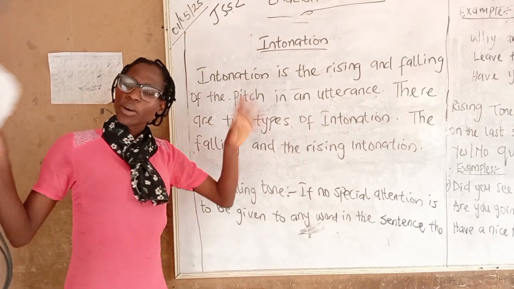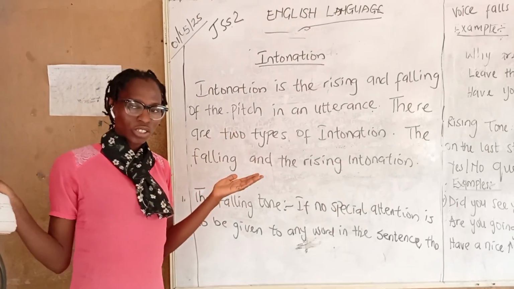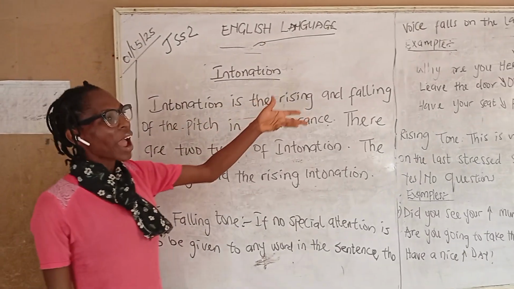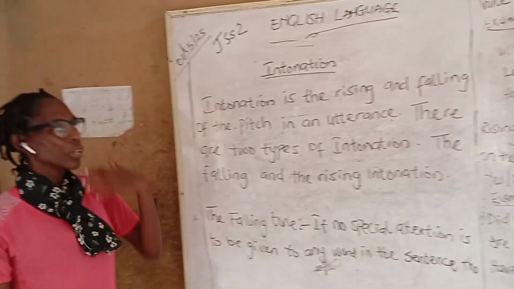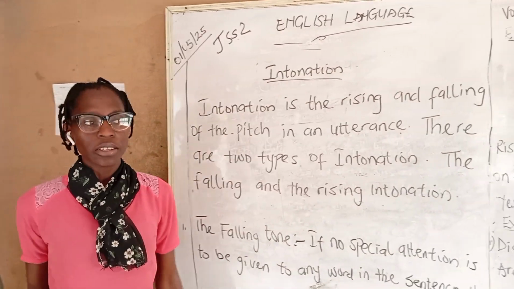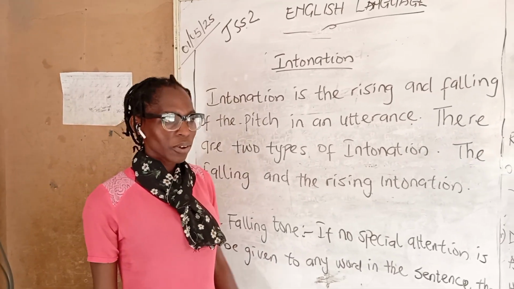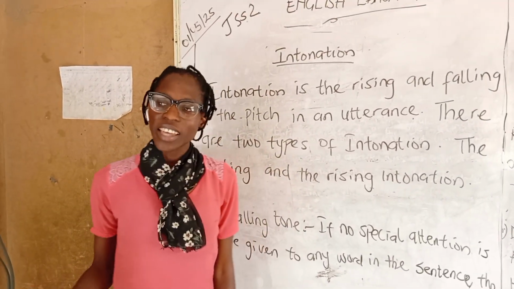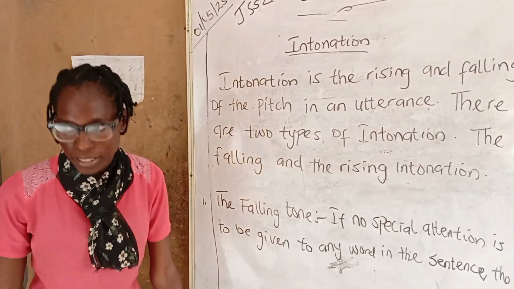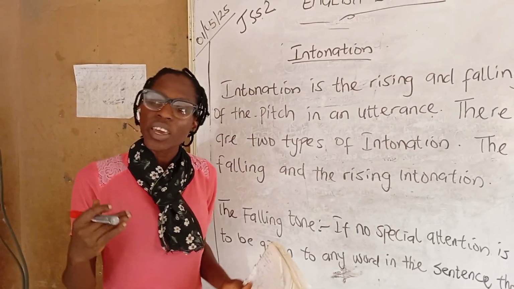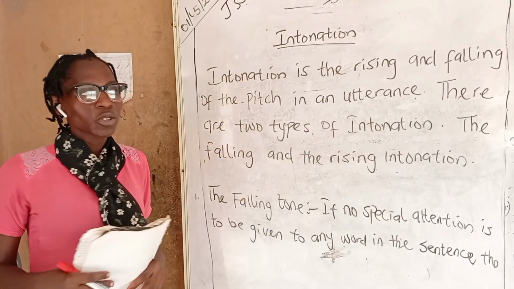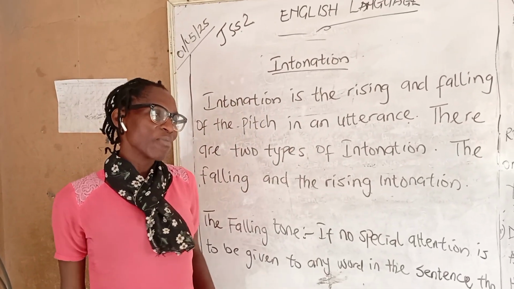Intonation. Have you heard about intonation before? Well, maybe you're not familiar with it, but intonation is the rising and falling of the pitch in an utterance. When you speak, sometimes some people just say, "I am going to the market," in a flat voice. So you see that there's supposed to be a rise and fall in your voice when you are talking.